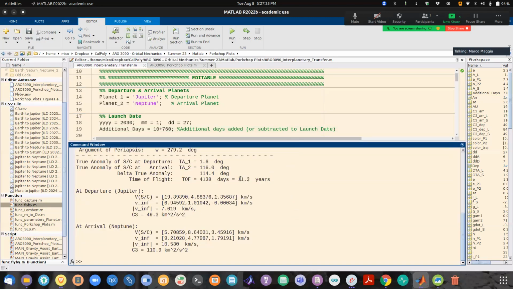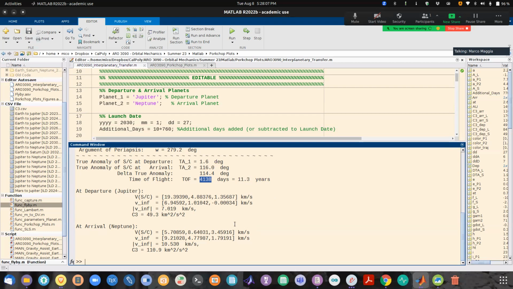And so the total time that it will take you to go from Earth to Neptune is the 760 days. That was the initial time of flight, plus this 4,138 days. And overall, you're still within the requirement of 15 years because the second leg of the flight is 11.3 years, whereas 760 days is slightly more than 2 years. So you're well within the requirements.